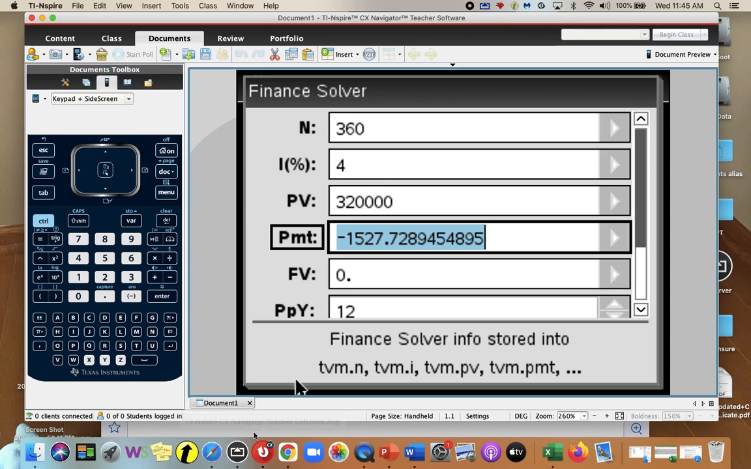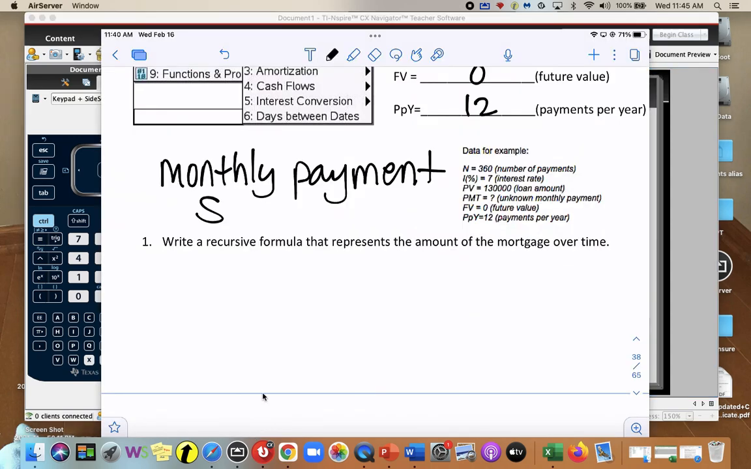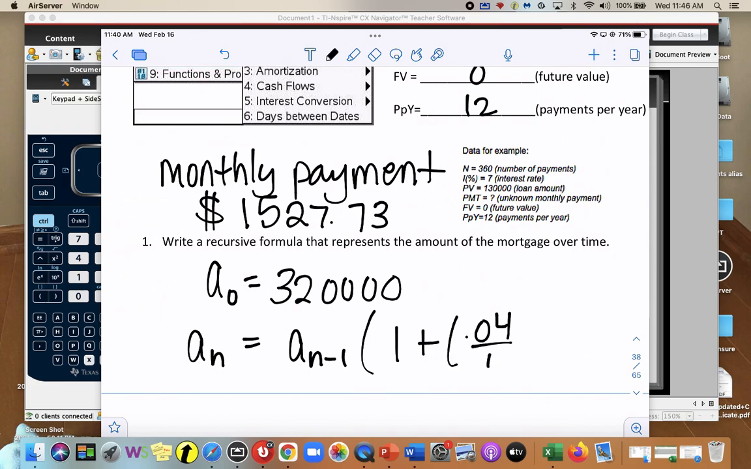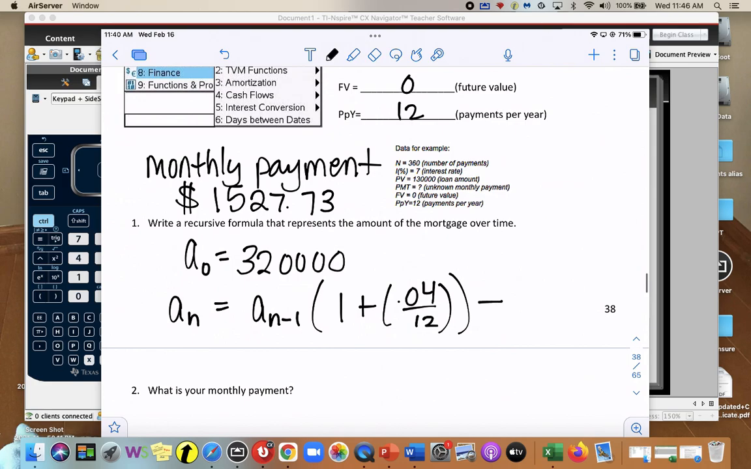Okay, so I'm going to write down our monthly payment. And let me pop it up here so you can see it. All right, monthly payment, $1,527.73. Can we write the recursive formula that represents the mortgage over time? Sure we can. Our starting value of the loan is $320,000. To figure out the amount that we owe after a certain number of months, you take the amount that you owe the month before, and we add our interest rate, our 4%, but monthly. But then we're going to subtract our monthly payment. Okay, so this is a shifted geometric sequence.